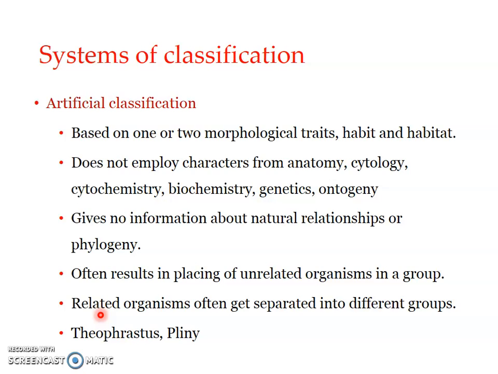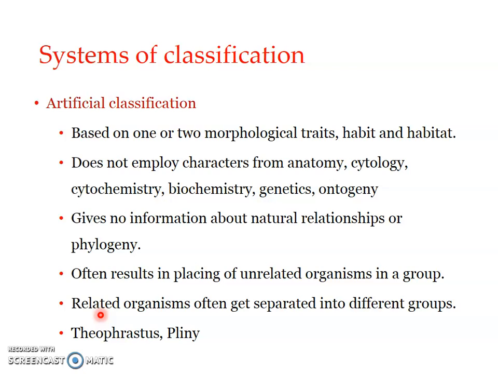Okay, and the classification of animals into aquatic, terrestrial, arboreal, aerial, etc. is an example of artificial classification based upon the habitat. Then herbivores and carnivores, based on the habit. Maybe oviparous and viviparous. So these are a few examples of the artificial mode of classification, and they give no information about the relationship or phylogeny.